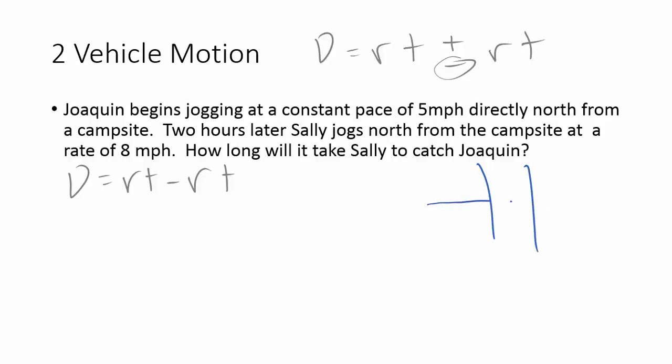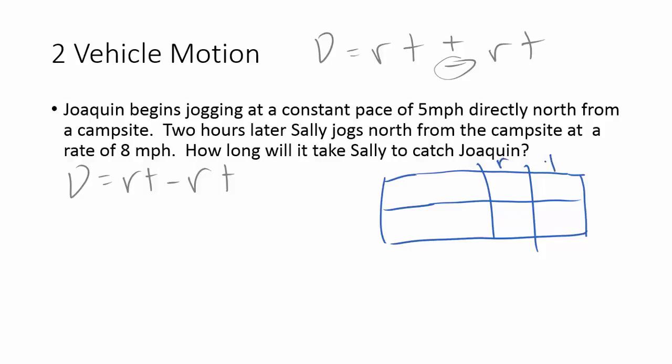So I'm going to set up my chart here. We've got our rate and our time. We've got Joaquin and Sally. And if we look here, the rate of Joaquin was 5. We're looking for how long it's going to take Sally to catch Joaquin. So that's going to be X or T. I'll use X in this example, just 'cause sometimes my T's look like plus signs. And then Sally would be going 8 miles per hour. And once again, we're looking for the time that they meet up, and that should be the same for both, so that would be X.